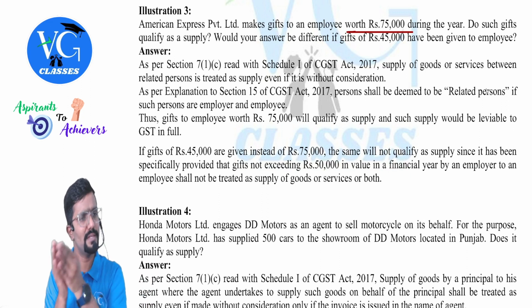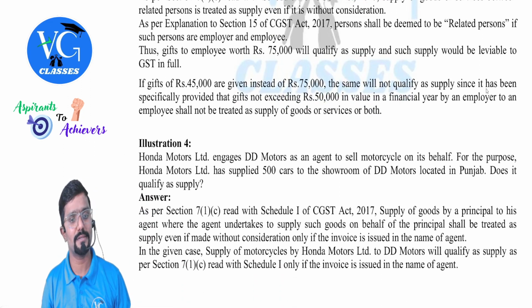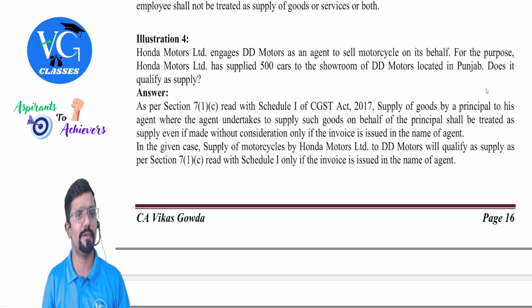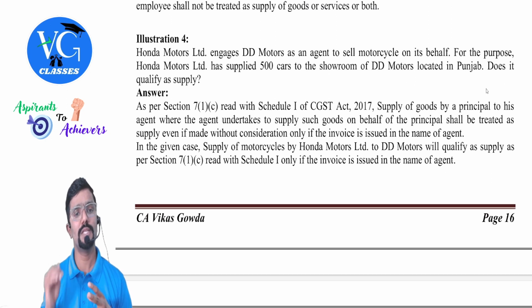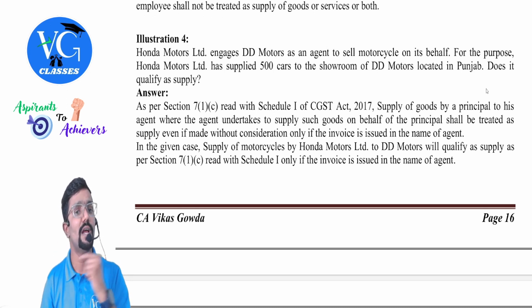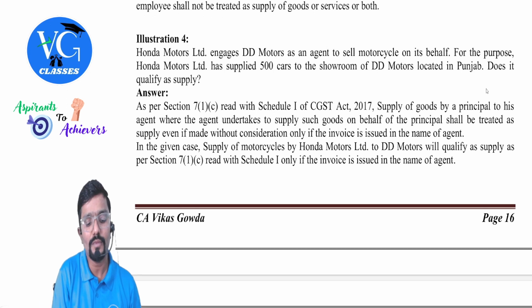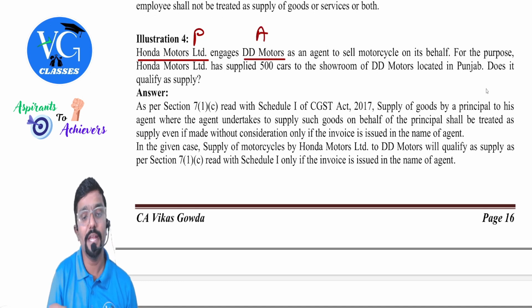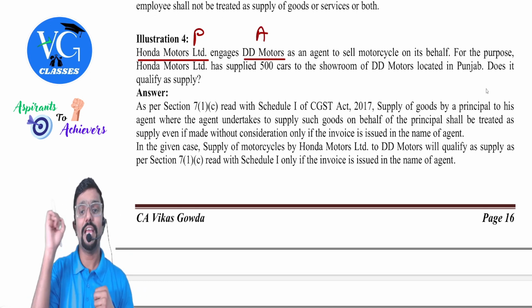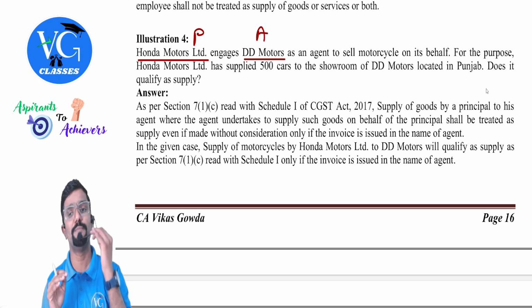And later I will explain this connecting even to income tax, because even in income tax there is something called gift taxation. Illustration 4. Honda Motors Limited engages DD Motors as an agent. Okay, DD Motors is an agent and Honda Motors is? Who is Honda Motors? Principal. Who is DD Motors? Not DD Hills, DD Motors. As an agent to sell motorcycles on its behalf.